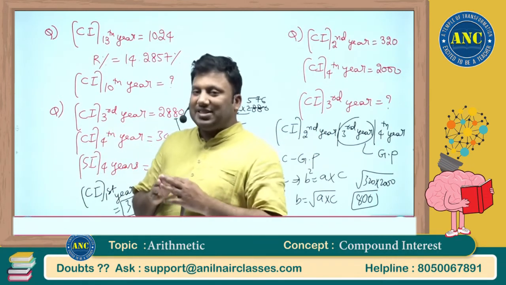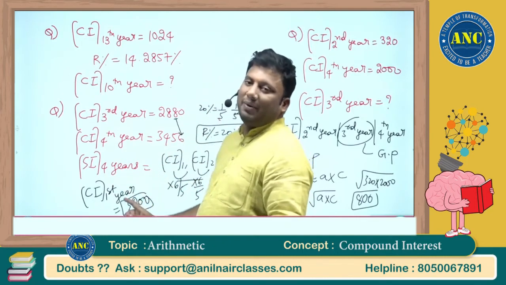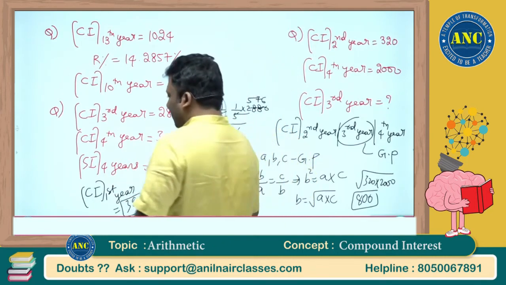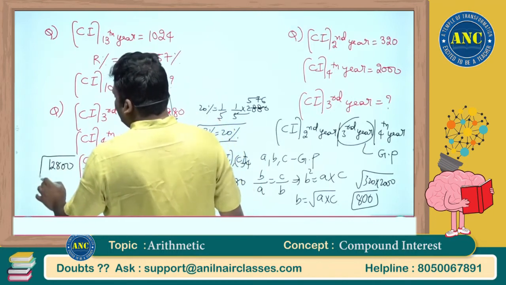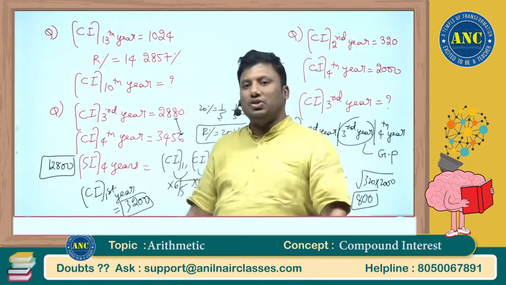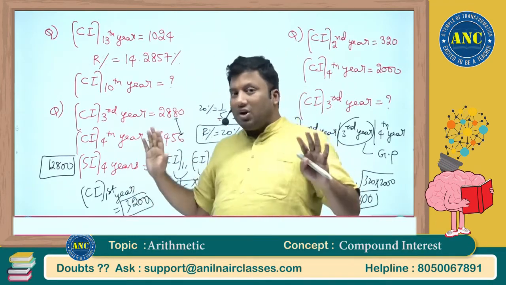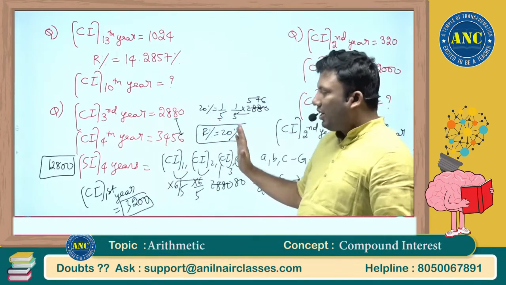In the first year, CI and SI both are the same. So SI for the first year will be 3200. For 4 years, it will be 3200 into 4. Answer is 12,800. I hope the logic is clear. It is a very simple way of solving once you understand.